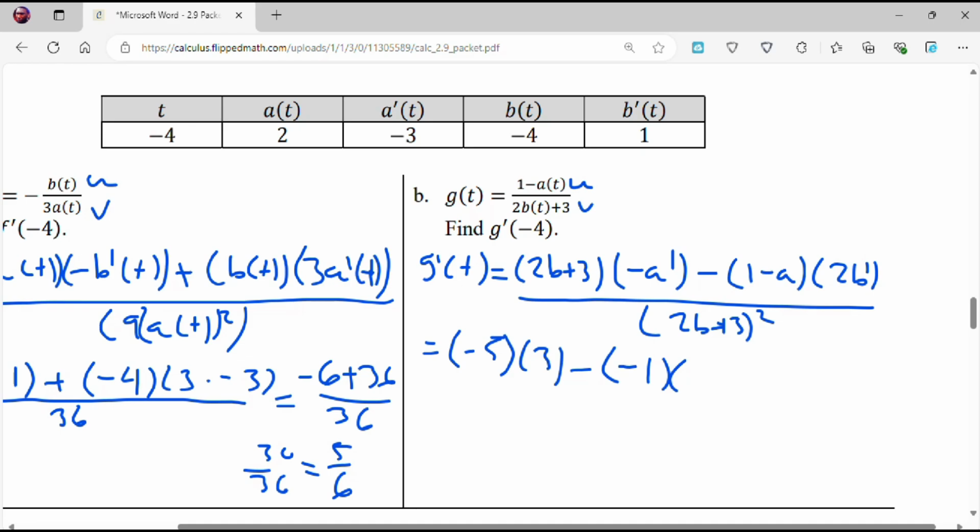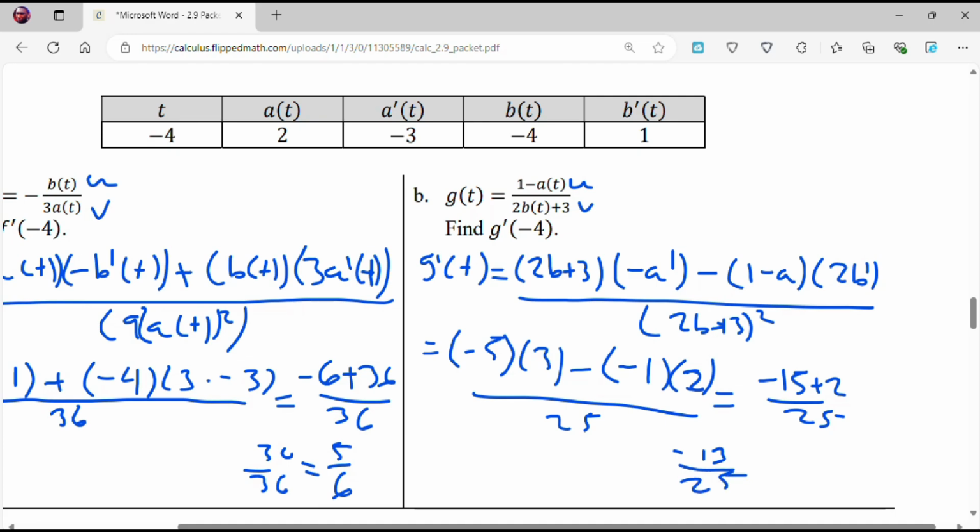b prime is 1, so 2 times 1 is 2, divided by, and then, so 2b plus 3, so 2 times b, b is negative 4, so 2 times negative 4 is negative 8, plus 3 is negative 5. Negative 5 squared is 25. So we get negative 15 minus negative 2, so plus 2 over 25. Negative 13 over 25 is going to be our answer.